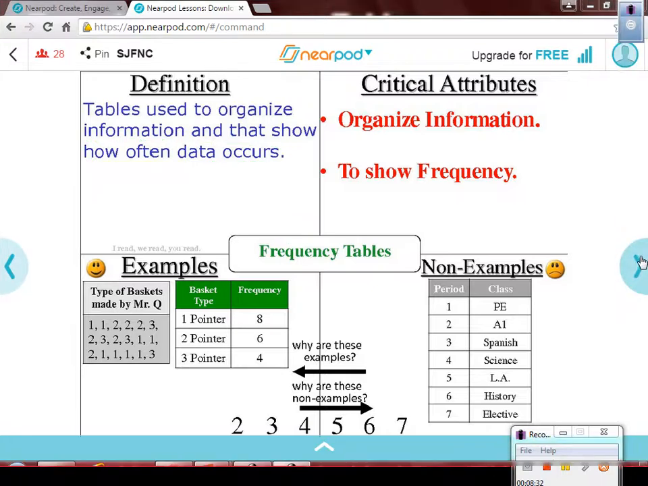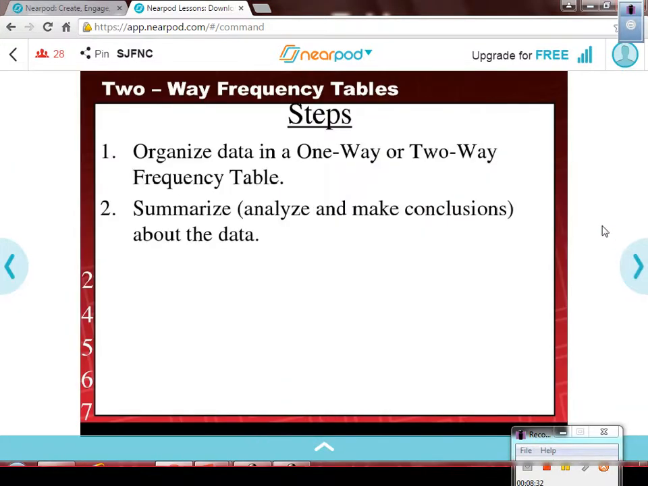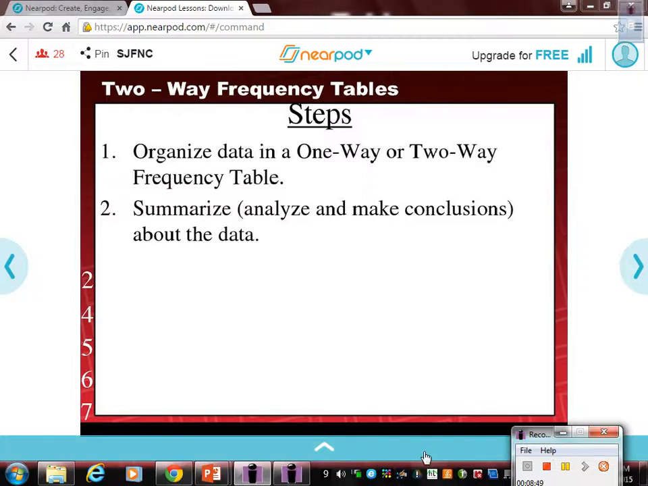Write these steps down, please, underneath there, if it fits. It's only 2 steps. Step 1, organize data in a 1-way or 2-way frequency table. And number 2, summarize, which is analyze and make conclusions about the data. Okay?